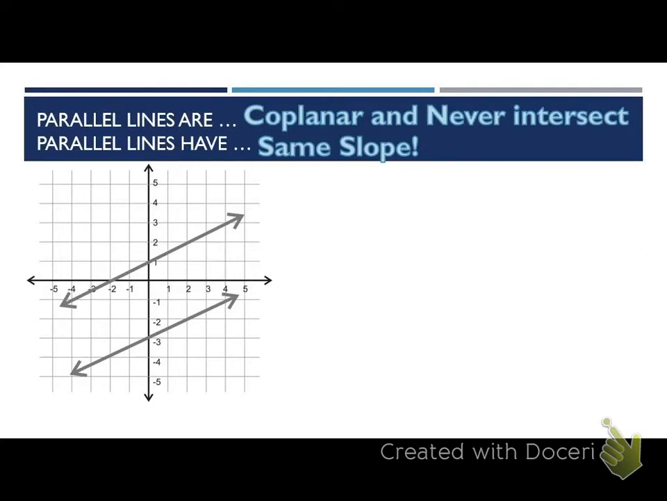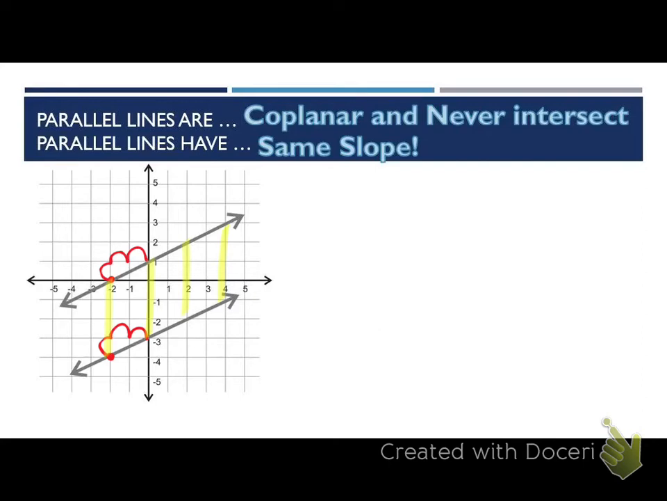Here's why. We have two lines here. As one of them goes up 1 and over 2, the one below it will go up 1 and over 2. So they'll have to have the same slope, and they have to be the same distance apart. How far apart are they here? 2, 3, 4. That's 4 boxes. How far apart are they here? Still 4. Here? Still 4. They will always be 4 boxes apart because of their slopes.